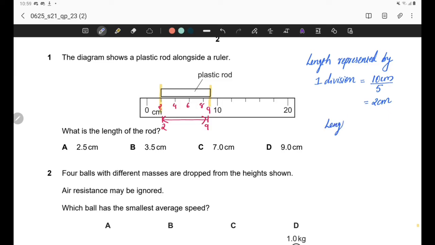Therefore, the length of this plastic rod will be the difference of 9 and 2. So that is 7. That means the length is 7 centimeter. Correct answer is option C.